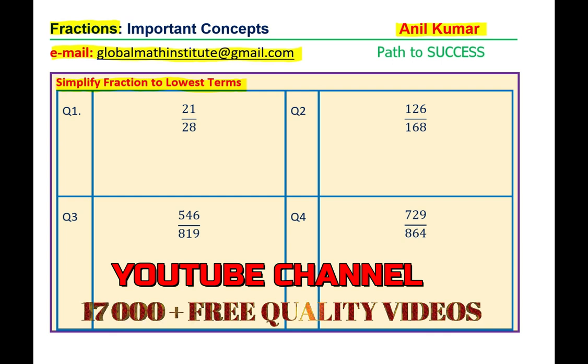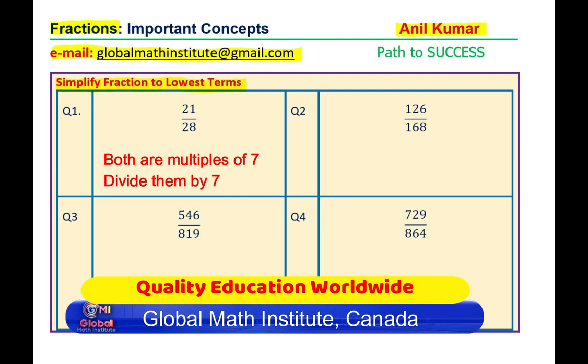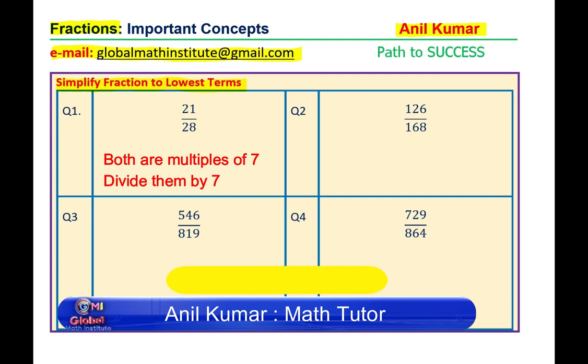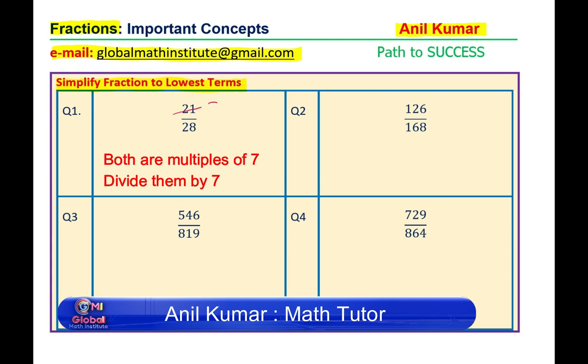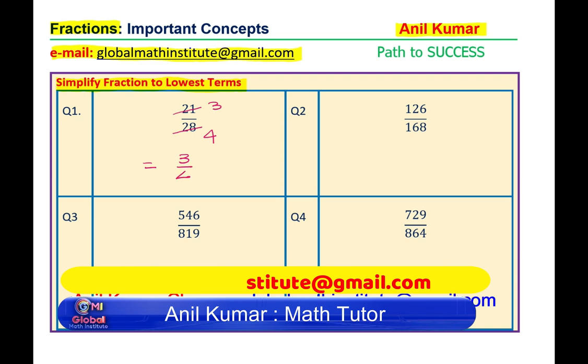Now let's try to simplify these fractions one by one. The very first one is 21 over 28. As you can see, 21 and 28 are multiples of 7. So we can divide both by 7, right? Dividing by 7, we get what? 7 times 3 is 21, and 7 times 4 is 28. And therefore, we get our result as 3 over 4.